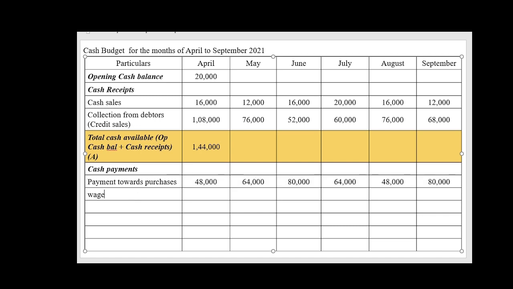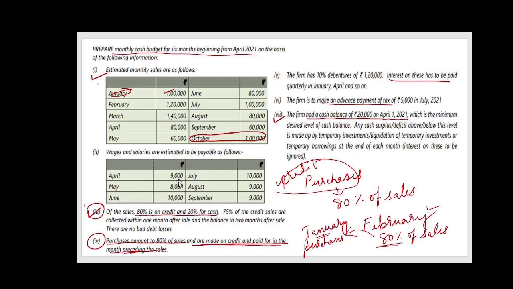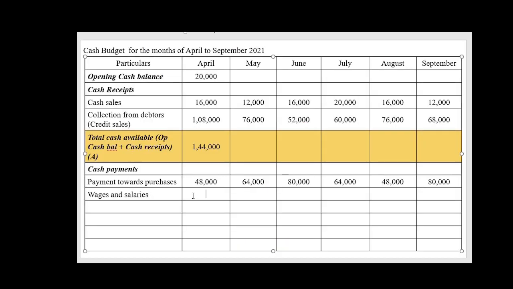The next we have payment towards wages and salaries. So they have given the figures over here, wages and salaries. April 9, May 8, June 10, July 10,000, August 9,000, and September 9,000. So we will quickly fill it up over here. 9,000, 8,000, 10,000, 10,000, 9,000, and 9,000.